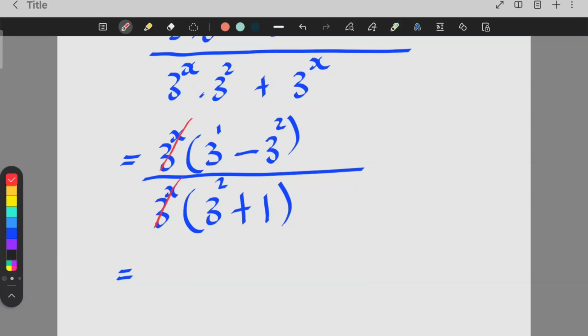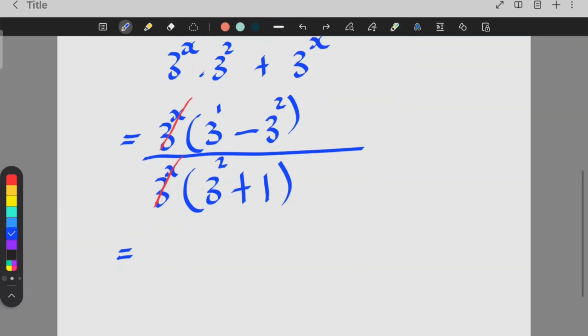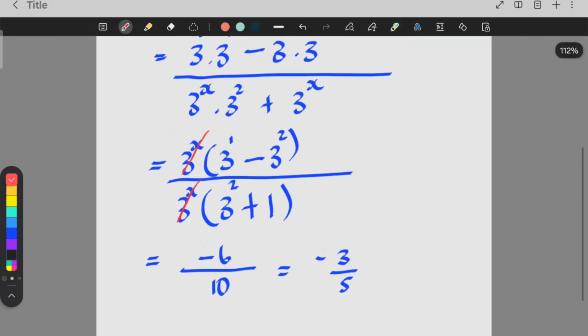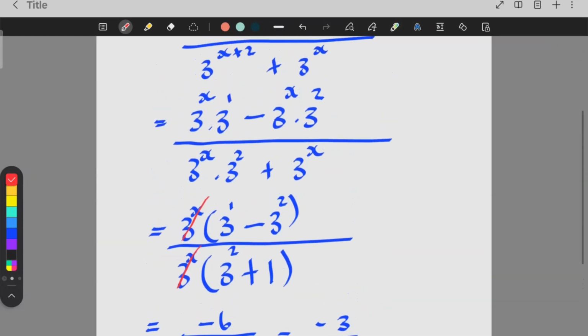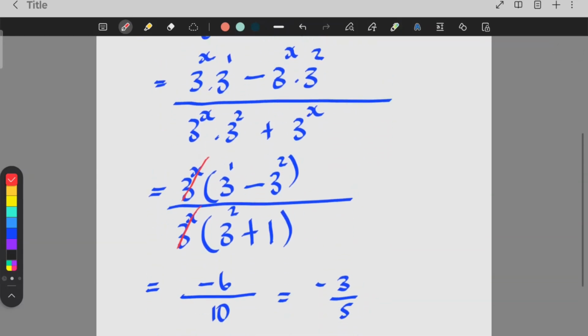So this and this can now cancel. You can put this whole thing in your calculator. You will get negative 6. And then this on your calculator, you will get 10. And then you can simplify that fraction. The final answer to this is negative 3 over 5. Okay, let's see how they mark this question in the memo. So for taking out the common factor, that's a mark.